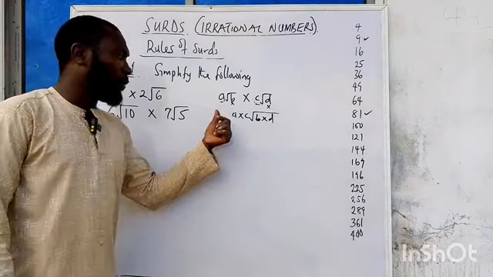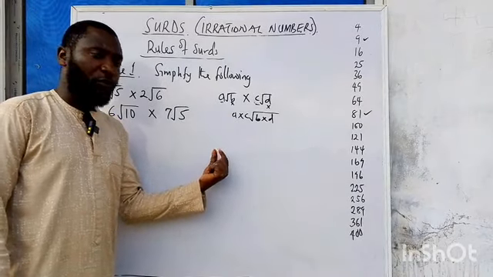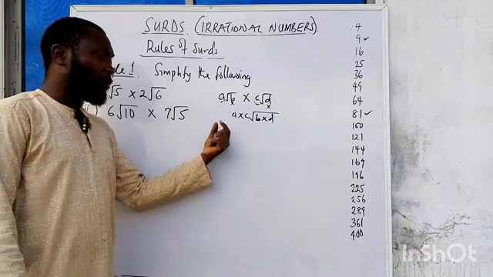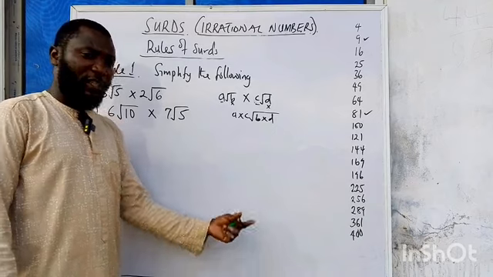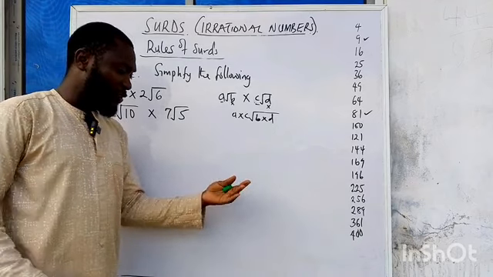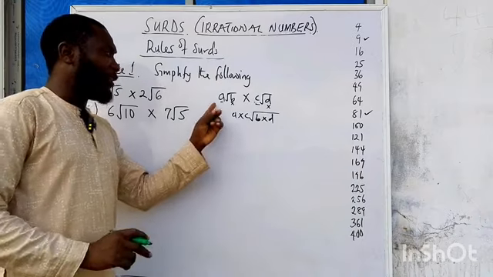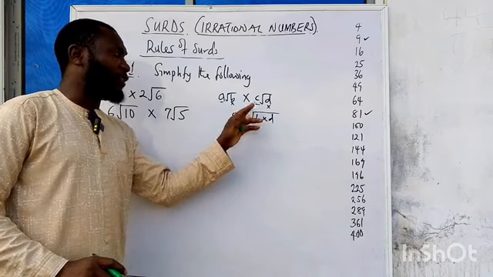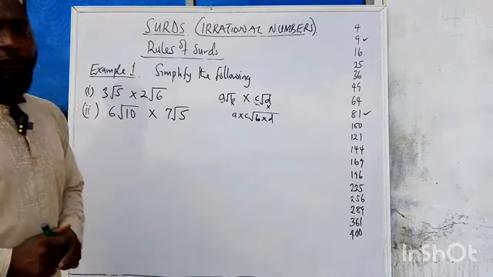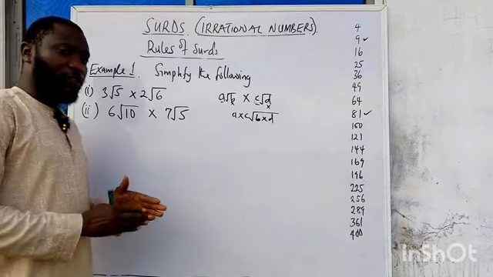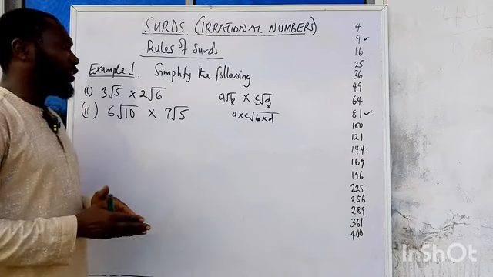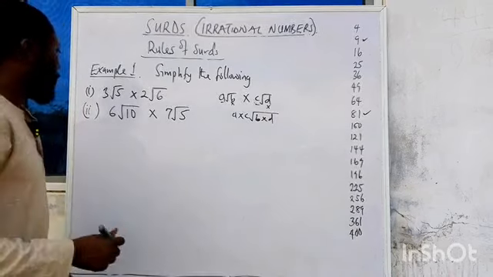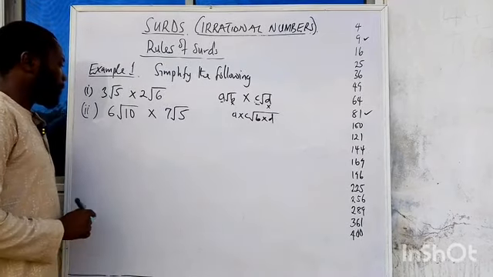So you multiply the value outside the root with the one outside, and you multiply the one inside the root with the one inside. I can summarize this as insider for insider, then outsider for outsider. That is, the value in the root with the one inside, and the one outside with the one outside. Now let's work with these examples.